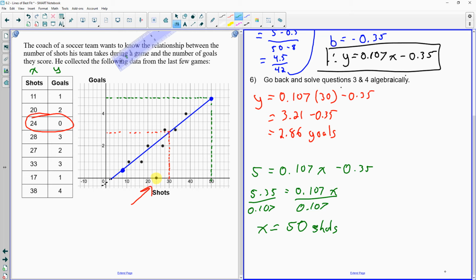Anytime you read it off the graph, you're always going to build up a little bit of error that's going to be built into it. So that's how we create our line of best fit and answer any follow-up questions about it.